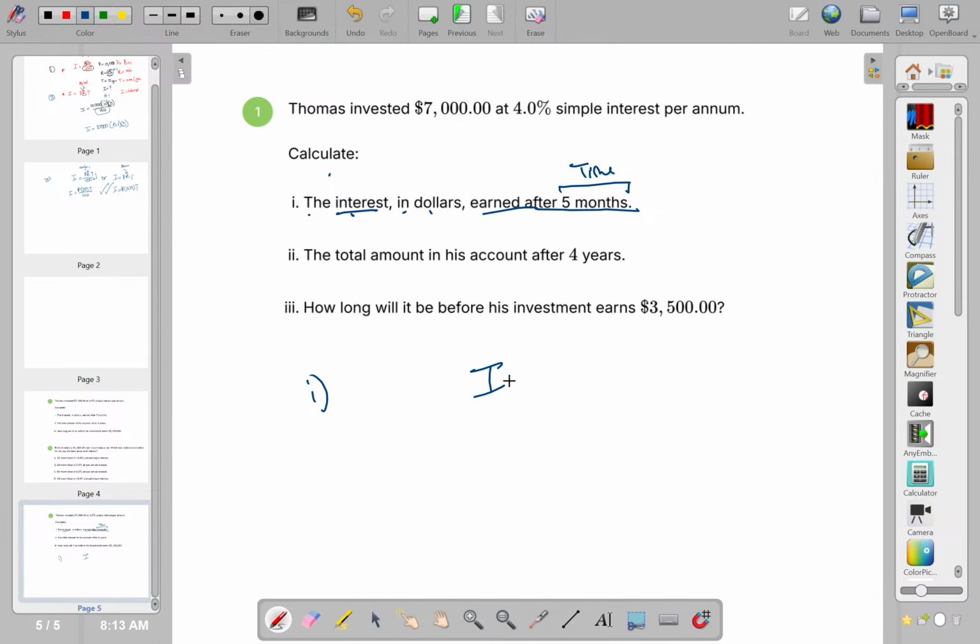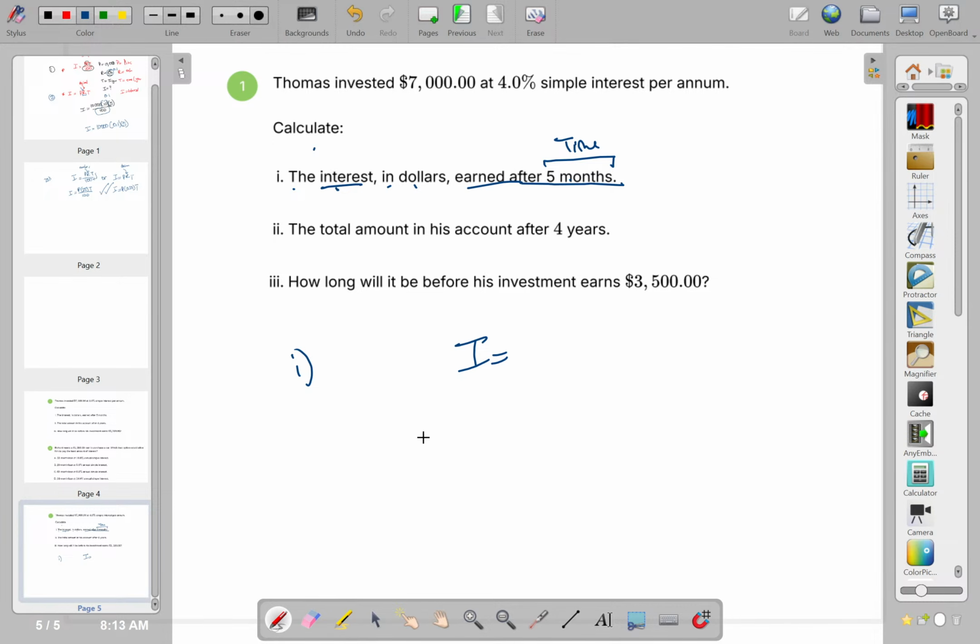So we're going to say interest equals, and we're going to use a new version today. We're not going to use the old version. We're going to use I equals PRT. Yeah? That's how we're going to use it. But this rate has to be a decimal. That's the decimal version we want.